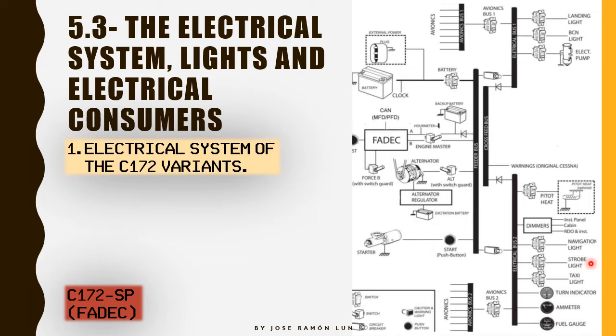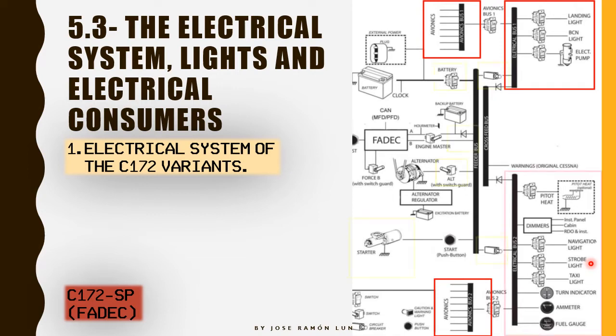It's similar to the Romeo, but the big change here is probably gonna be the FADEC, right? That's gonna be the master change from this to the last Cessna we talked about. So yeah, the consumers are gonna be basically the same. As you can see here, the electrical bus 1 is connected to the avionics bus 1, and down there in the screen, the avionics bus 2 is connected to the electrical bus 2.